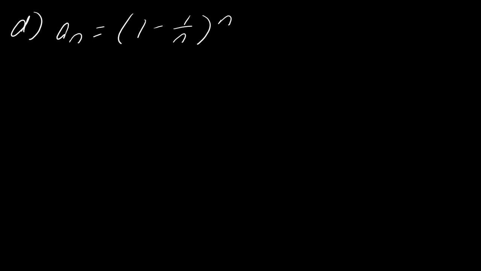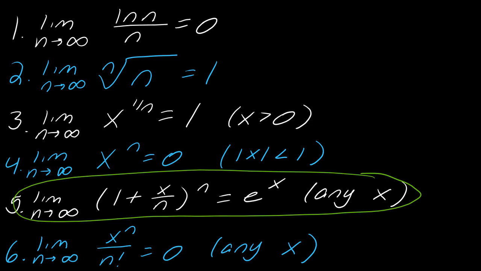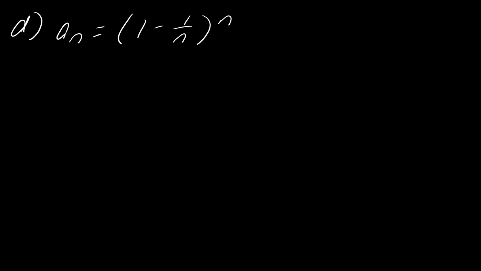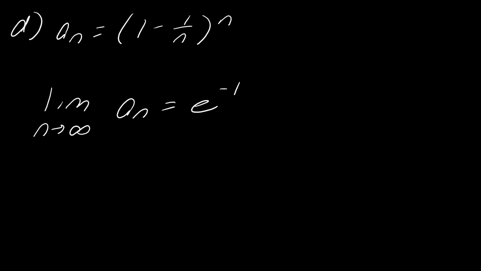Okay, so now let's keep going. So now I've got a sub n equals 1 minus 1 over n to the n. So looking through this list here, this looks very similar to this limit here. I'm allowed to have any x. So the x that I have in this case is clearly a negative 1. That is how I got that minus sign there. So using that, I know that where I have my x here, I'm going to replace it here for my e to the x. So this particular limit will end up being e to the negative 1.